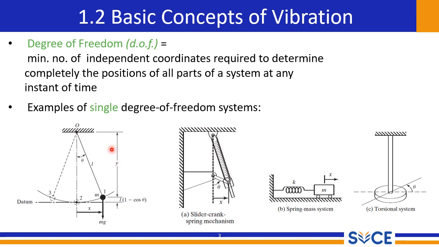For instance, a single degree of freedom can be a simple slider crank spring mechanism where only one coordinate is needed to describe its motion. Another example is a spring mass system where the motion of the mass can be described by a single coordinate. Similarly, for a pendulum, the motion of the pendulum can be described by a single coordinate, that is theta.